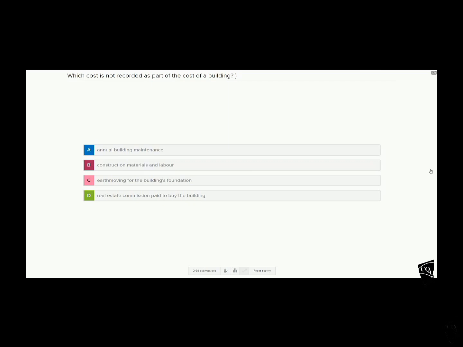So you need to decide which of the 4 costs there is not recorded as part of the cost of the building, i.e. which cost is not capitalised.